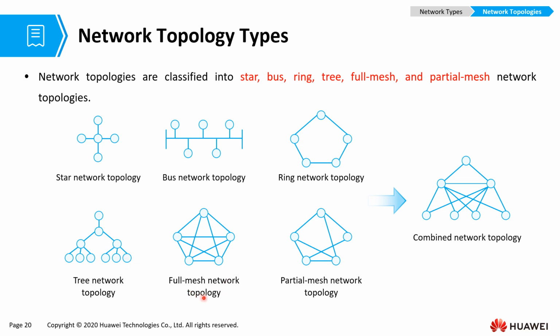Full mesh network topology, every device is connected to other devices through a cable, which is expensive. Partial mesh network topology, you can see some nodes connected to each other and some nodes not. Combined network topology, you can combine these topologies to form a combined network topology.